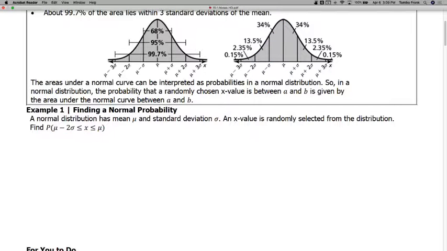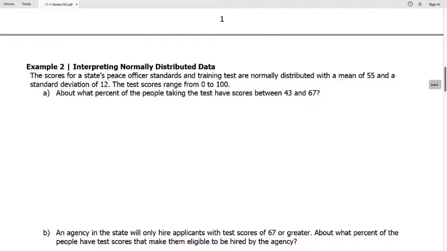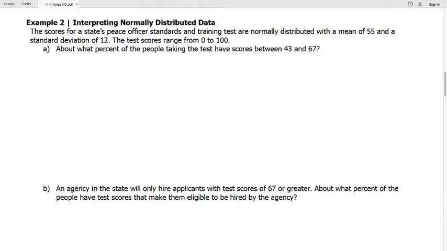Okay, we're going to skip those for the sake of time, and we're going to take a look at example 2. We've got a slightly different example here. We've got the following information. The scores for a state's peace officer standards and training tests are normally distributed.